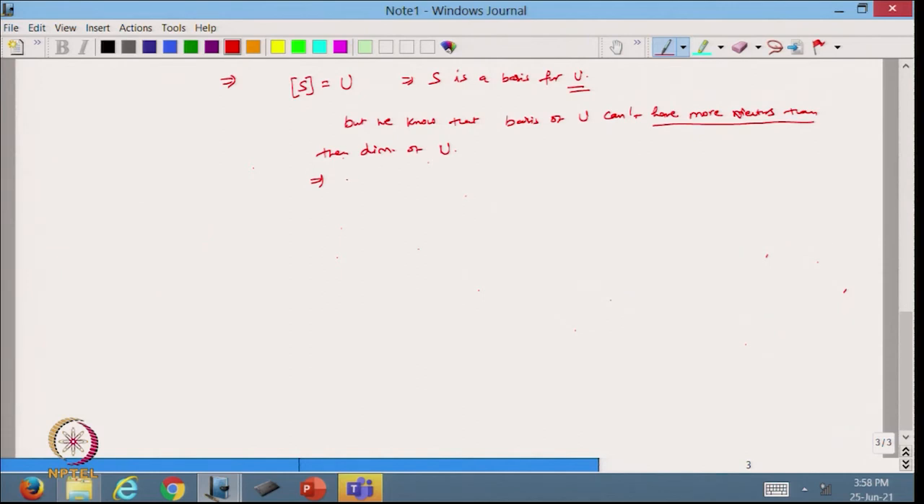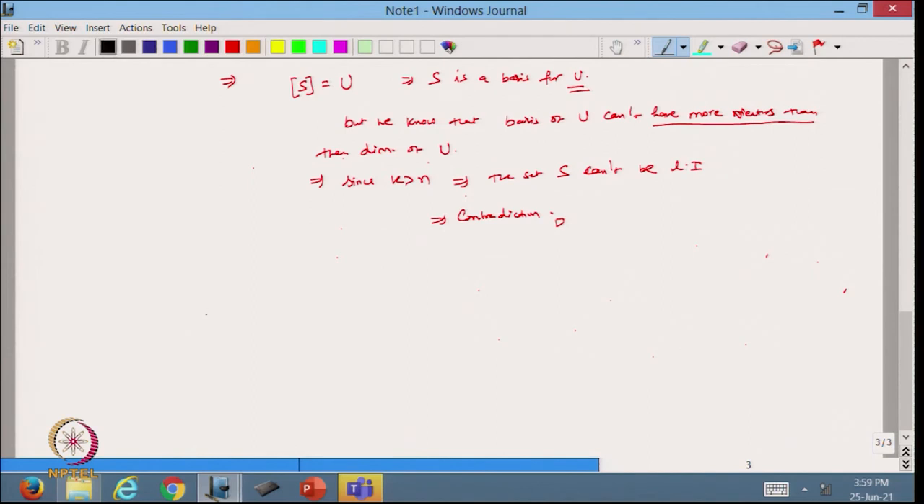So, from here I can say that since k is greater than n, the set S cannot be linearly independent, because if it is a basis containing n elements, we know that more elements than n will be linearly dependent. So, which is a contradiction. So, which implies that the given set is the maximal set. That shows that beta is the maximal linearly independent subset of the subspace U.